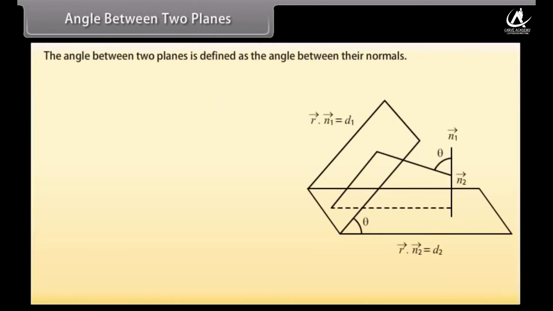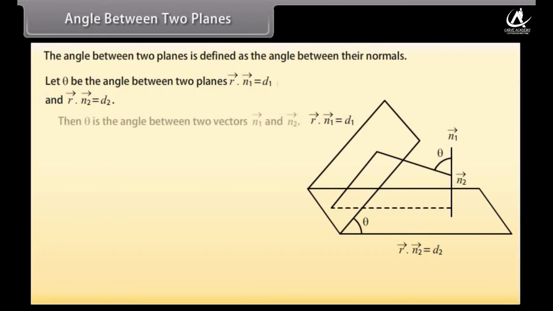Angle between two planes. The angle between two planes is defined as the angle between their normals. Let theta be the angle between two planes, with dot product of vector r and vector n1 equals d1, and dot product of vector r and vector n2 equals d2. Then theta is the angle between the two vectors n1 and n2.